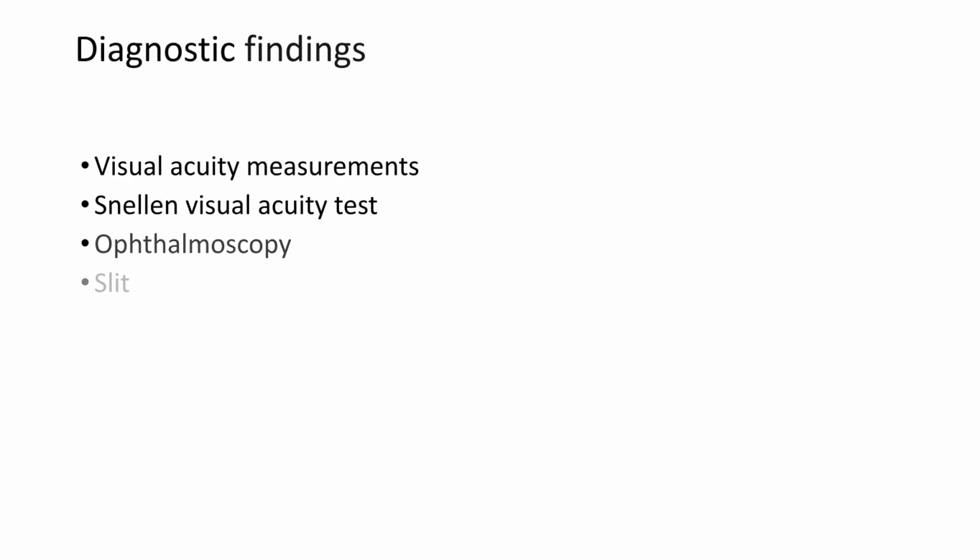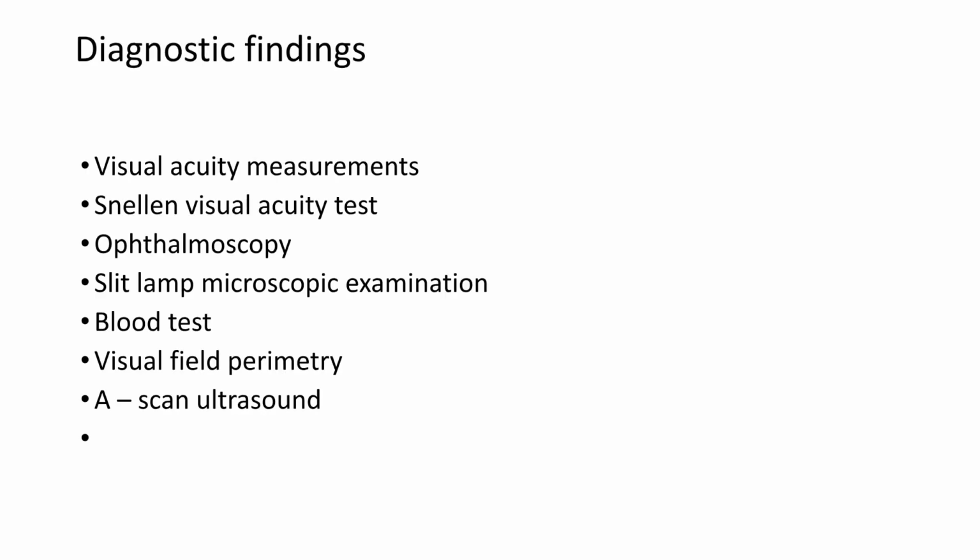Diagnostic findings for cataracts involve several measurements and tests. These include visual acuity measurements, the Snellen Visual Acuity Test, ophthalmoscopy, and a slit lamp microscopic examination. A blood test, visual field perimetry, and A-scan ultrasound may also be performed.